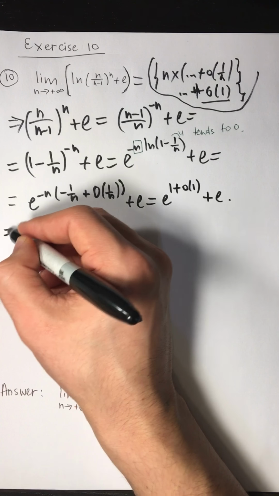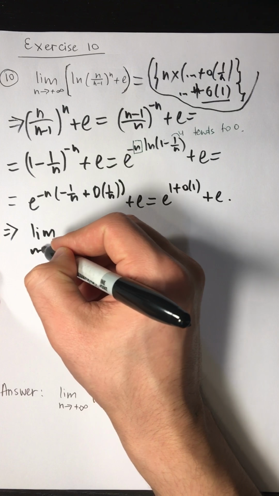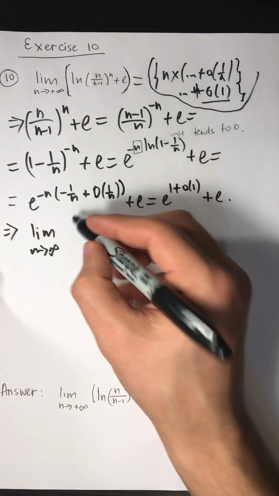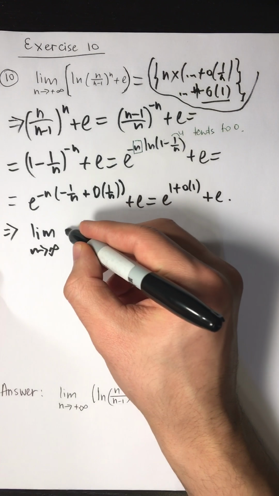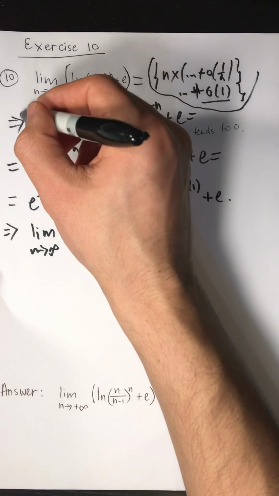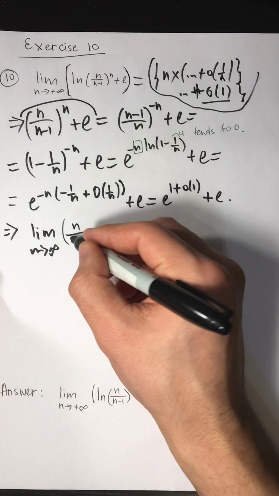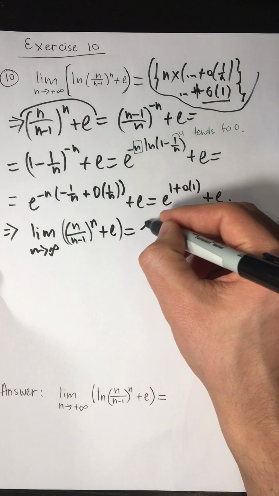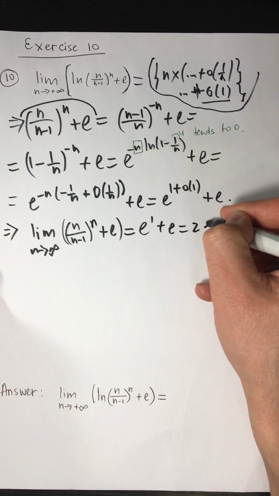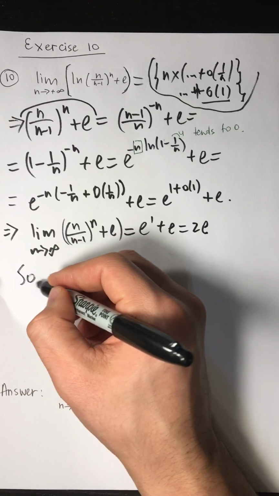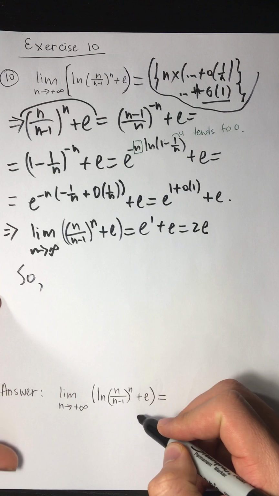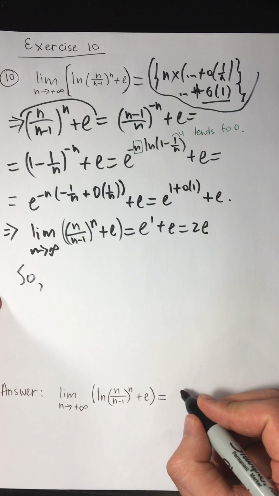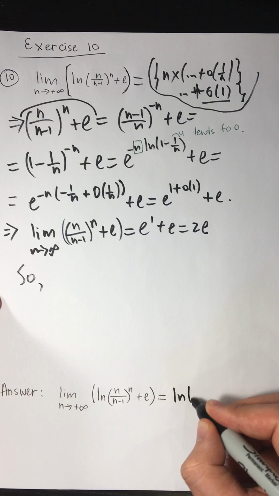So then limit n approaches infinity. Why does u tend to 0? Because n approaches infinity. What is it? I'm calculating this one right now. The limit of n minus 1 to the n plus e is equal to e to the 1 plus e, which is 2e. So the limit of ln, because you have ln, tends to ln 2e.